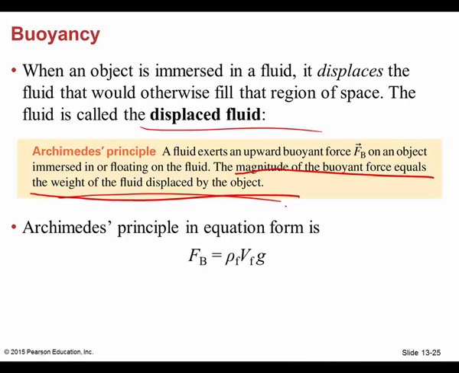Please get that, okay? So the buoyant force then can be written this way, and you do need to write this equation down. The density of the fluid times the volume of the fluid times the acceleration of gravity. That's g, the acceleration of gravity, 9.8 meters per second squared, okay?